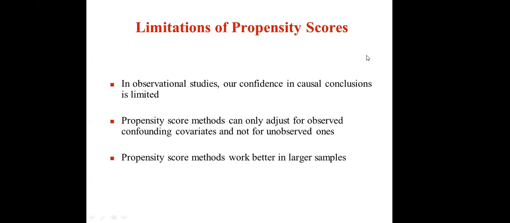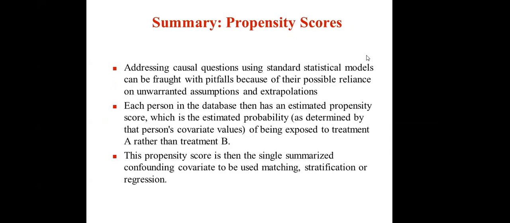So limitations, in general, as we know, in observational studies, we really are limited in terms of saying cause and effect because we don't have complete balance in the groups, even with any adjustment we make. Propensity score methods can only adjust for observed covariates and not unobserved ones, something which randomization does a good job at balancing. It balances both. And it's better to use propensity when we have larger samples, so we have more chances of doing matching, for example.